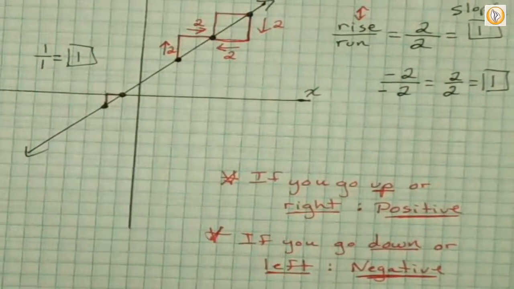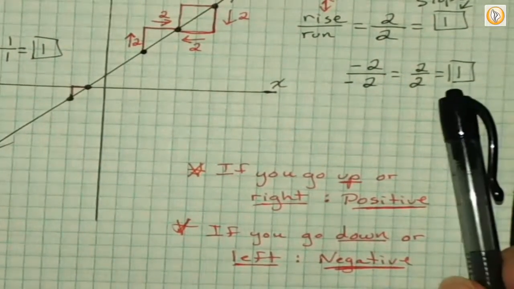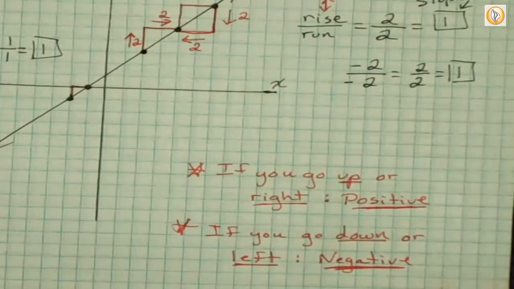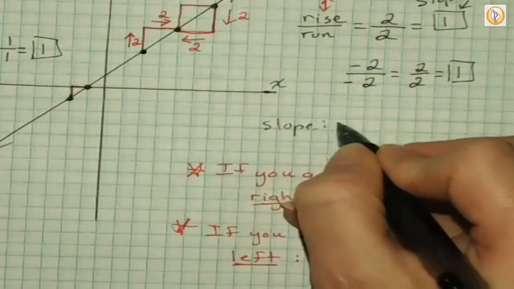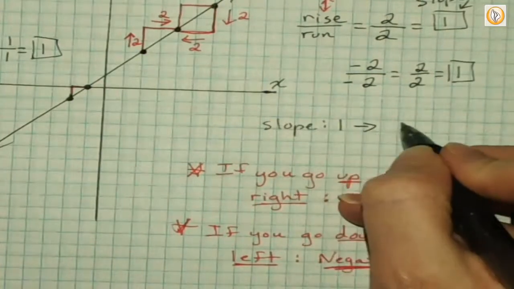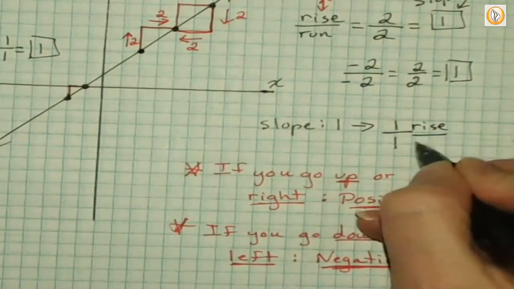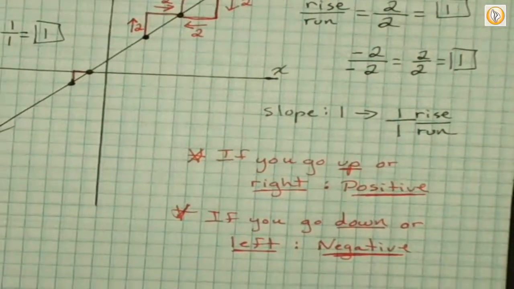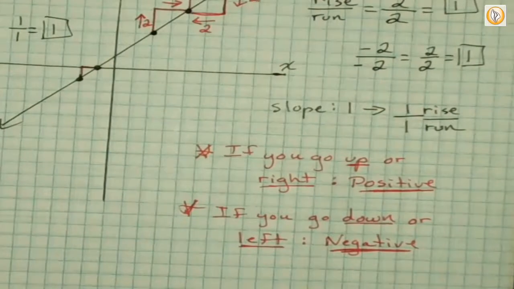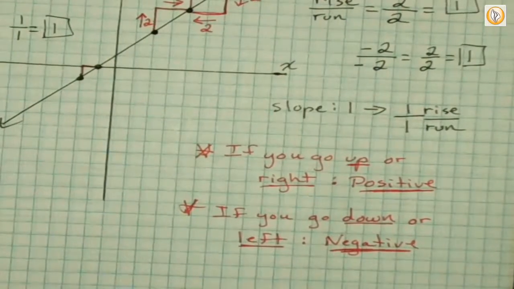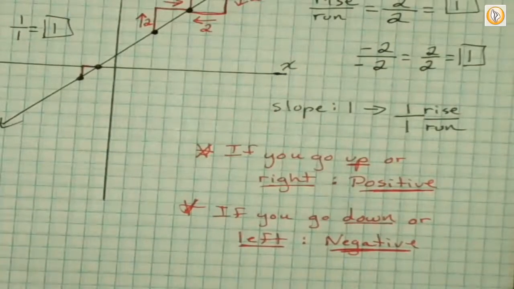Now, let's say they told you that the slope was 1 and to graph the line. If they tell you the slope is 1 and to start graphing the line, you would want to go ahead and put it in your rise over run formula. If they ever give you a slope that's a whole number, just stick a 1 underneath it so you have that rise over run. All right, let's do another one.